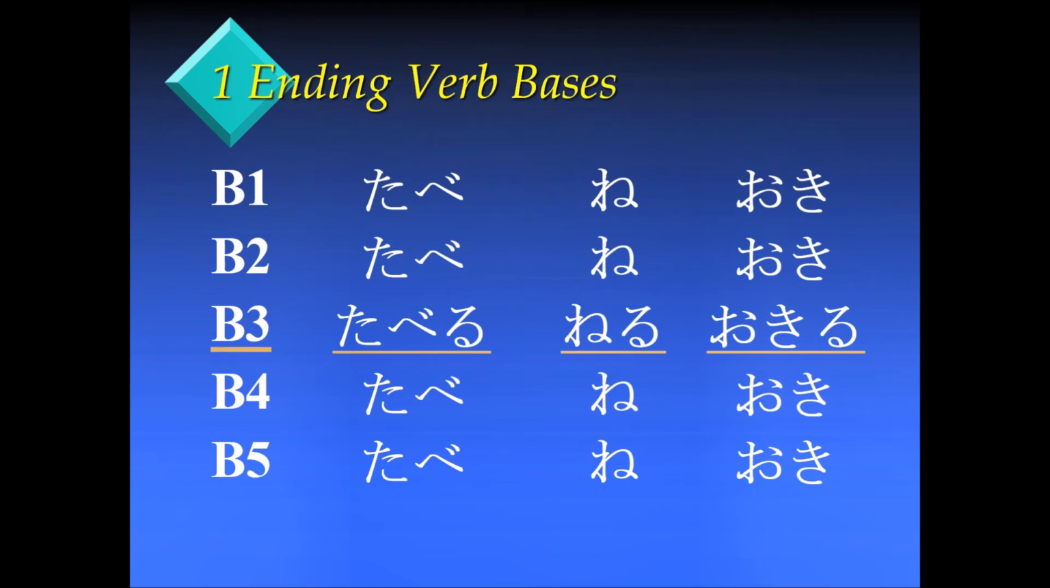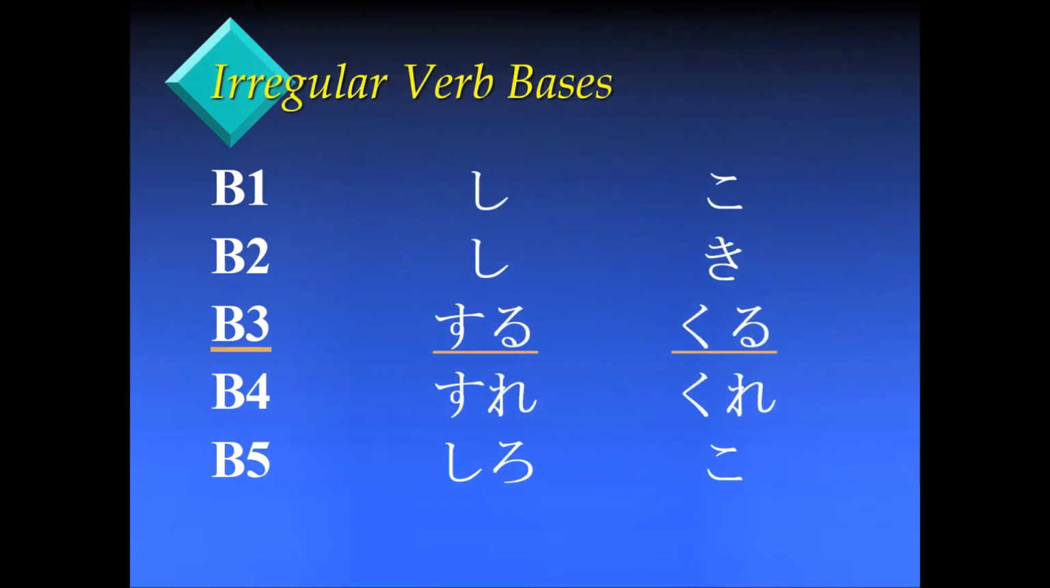And finally, we got the one-ending verbs. We have tabe, tabe, taberu, tabe, tabe. Hence the phrase one-ending. You just drop the ru. Next is irregular verbs. And we have shi, suru, sure, and shiro, and ko and ki, kure and ko. They're a little different, although because they don't follow the regular rules, we call them irregular verbs, but they do have regular rules for their own bases.